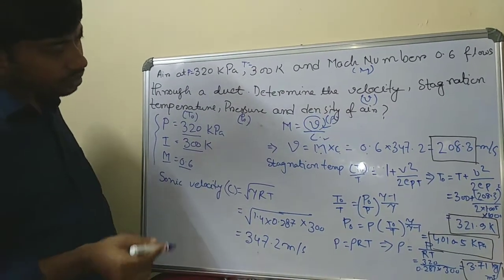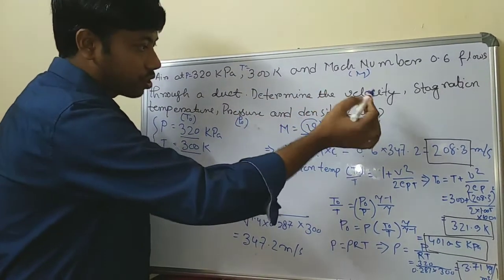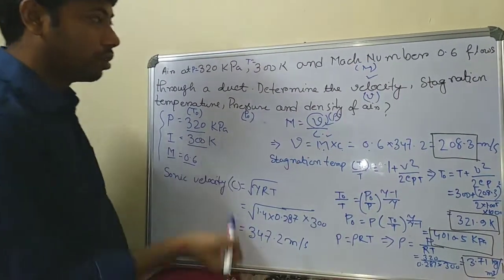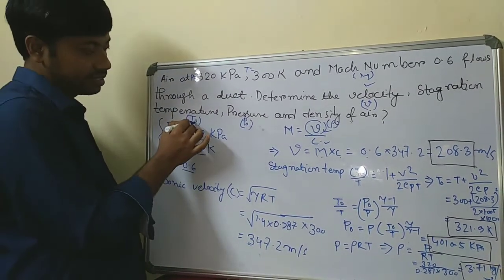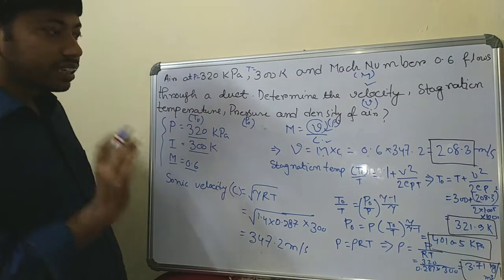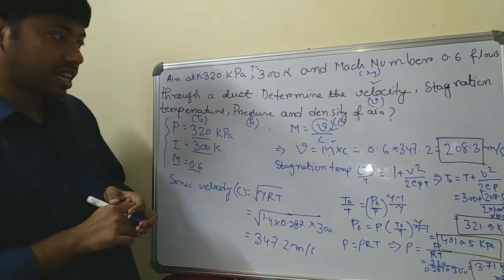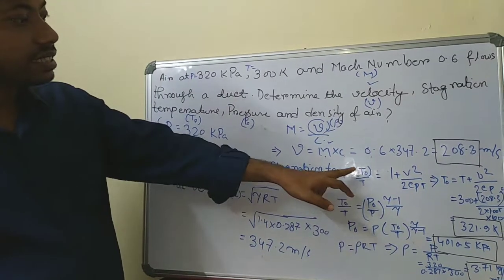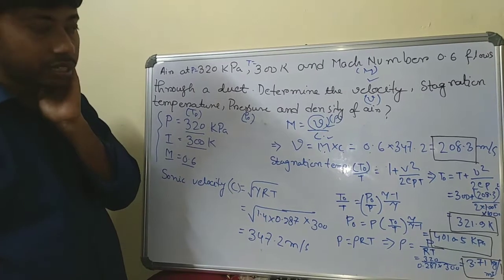Okay, so you have already calculated the velocity of sound. Now, you have to calculate the stagnation temperature. The stagnation temperature, as you know, is designated T0. The relationship of the stagnation temperature to the static temperature is T0 by T is equal to 1 plus V square divided by 2 into Cp into T.